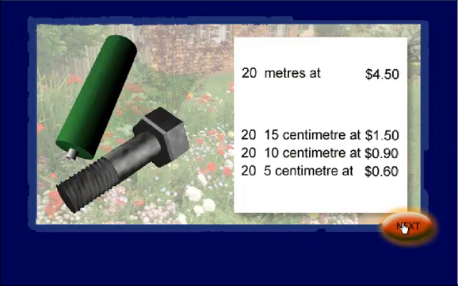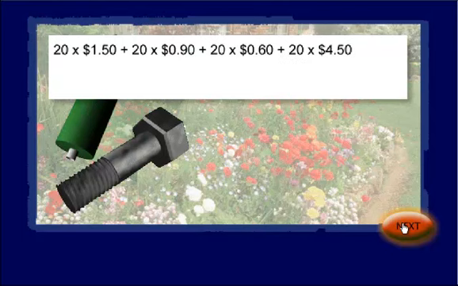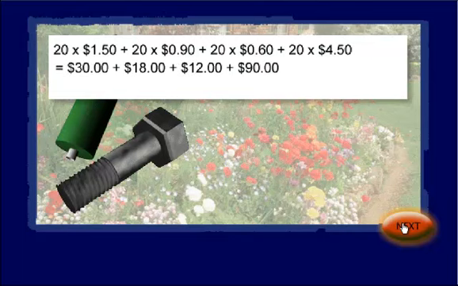Let's now write this out as a mathematical expression, writing the costs in dollars. 20 at $1.50 and 20 at 0.9 of a dollar, and 20 at 0.6 of a dollar, and 20 at $4.50. Now to work out the cost. We calculate by moving from left to right and evaluating any multiplications and divisions. Now move left to right again and evaluate any additions and subtractions.